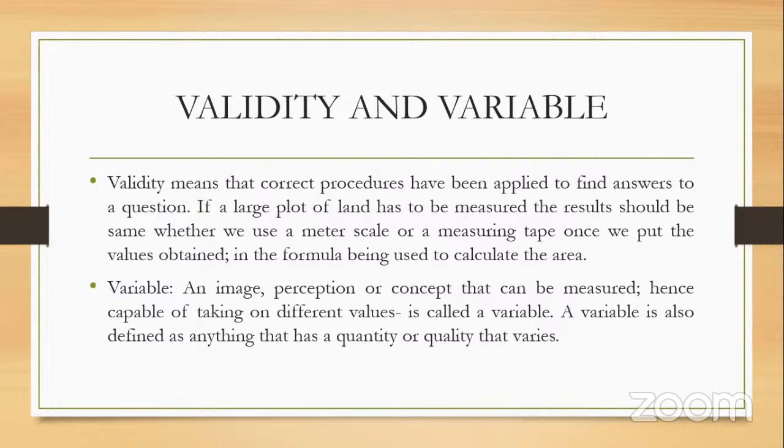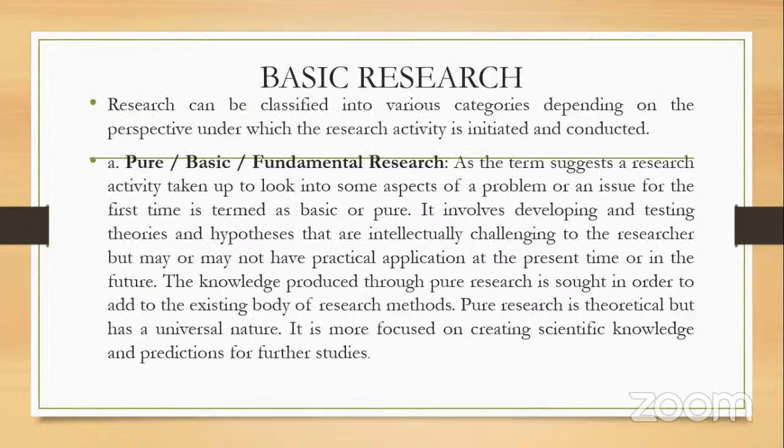And what is a variable? A variable is an image, perception, or concept that can be measured, and hence is capable of taking on different values. A variable is also defined as anything that has a quantity or quality that varies. For example, age could be a variable, and time could also be a variable. So it is important when you are going to conduct research.